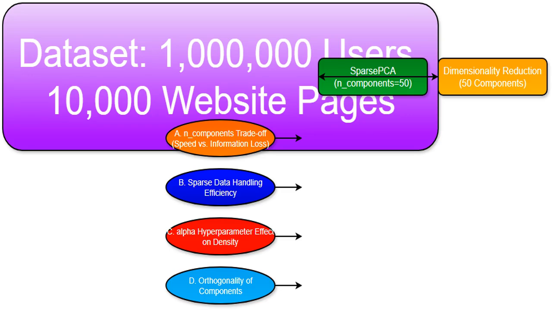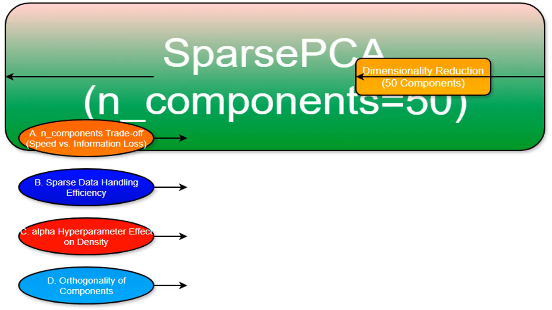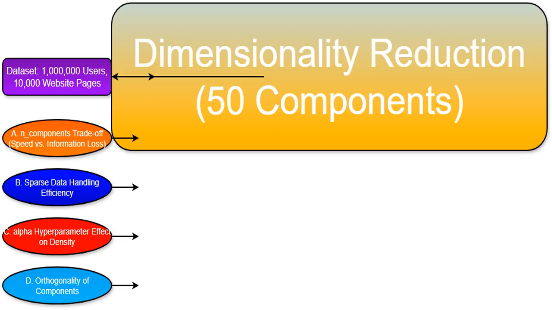Imagine a website with 10,000 pages, and we have data on how 1 million users interacted with them. That's a lot of data. SparsePCA helps me deal with this size. I'm aiming to reduce the dataset's dimensions from 10,000 down to just 50. Think of this like summarizing a long novel into 50 key points. This is the goal, to make the data easier to work with by greatly reducing the number of variables.